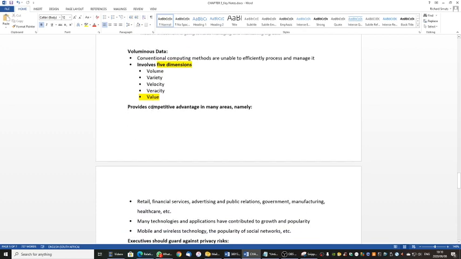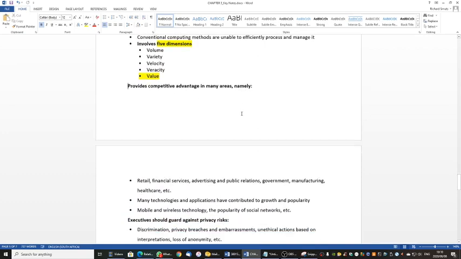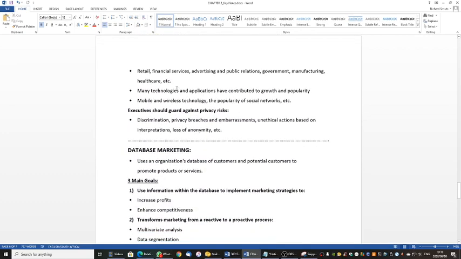value, is going to provide competitive advantage in the following areas, and I'm going to go through them very quickly: retail, finance, advertising, public relations, government, manufacturing, healthcare.